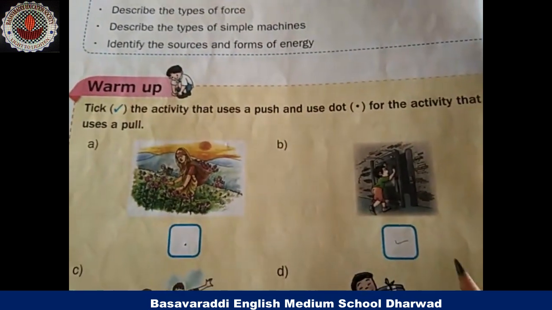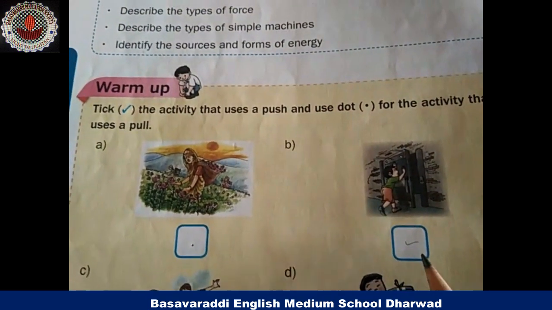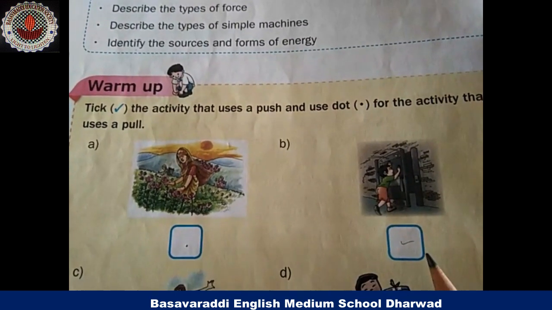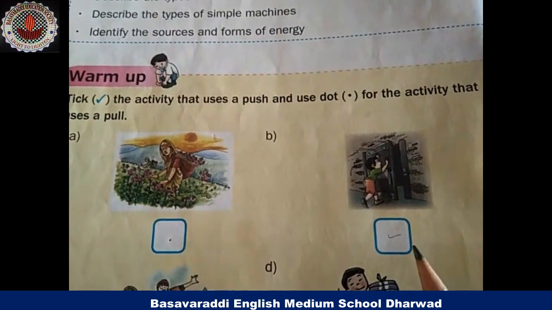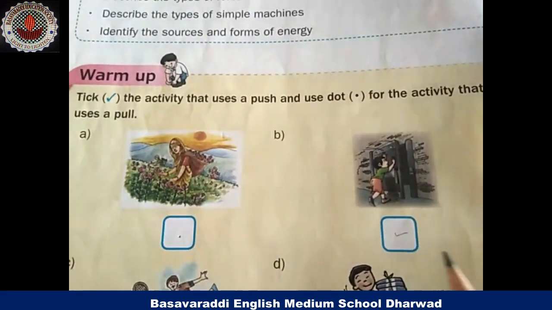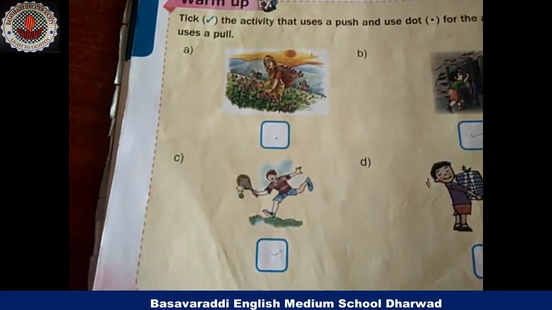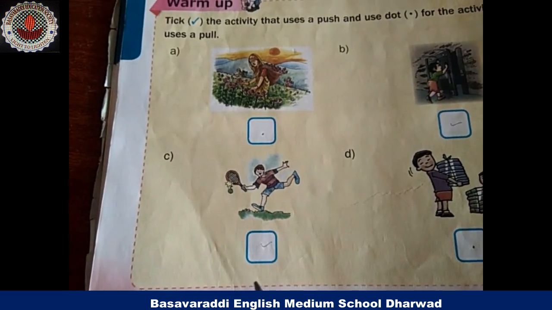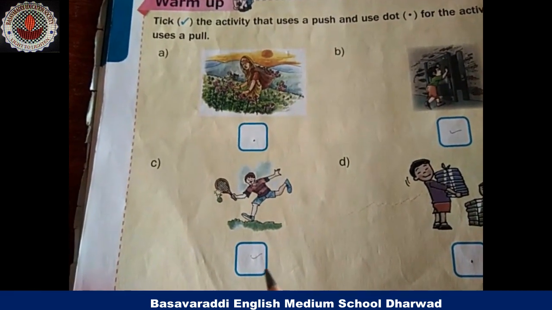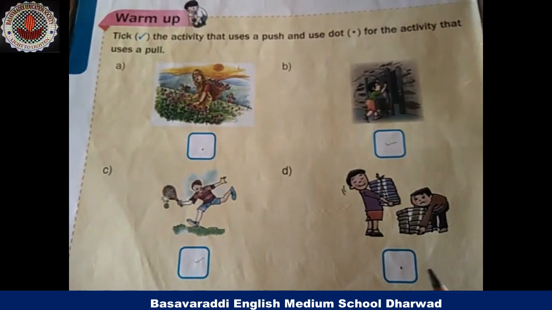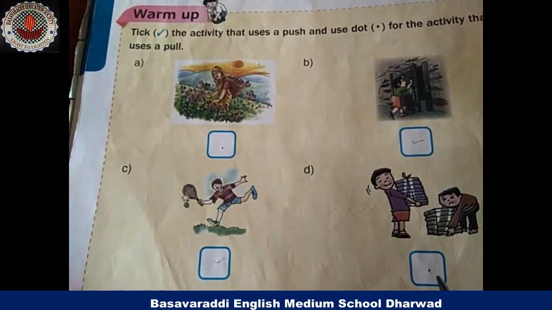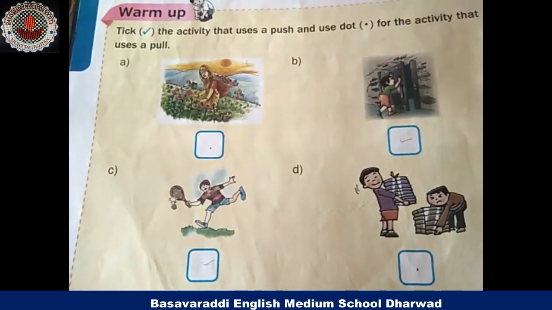Next one, the B1. This picture shows the activity push. Next, the third one is the C1 also. Push activity there. And the D1 is pull.